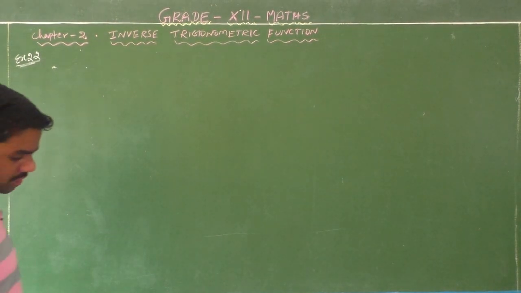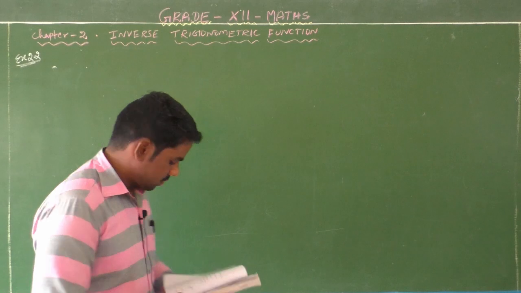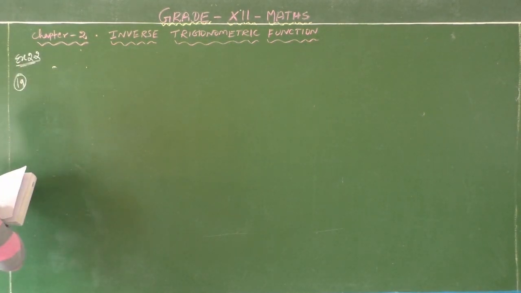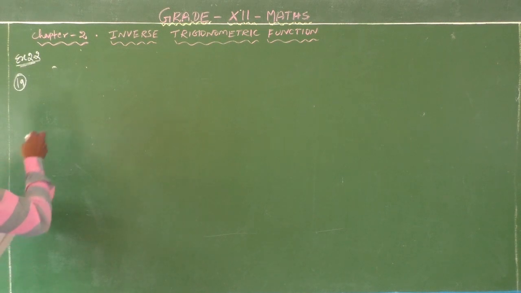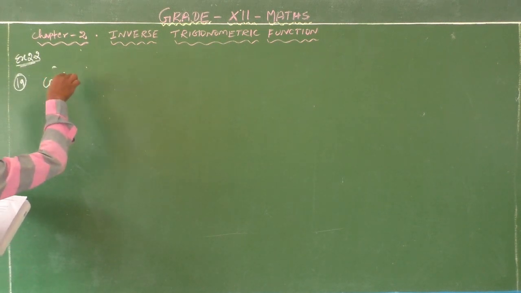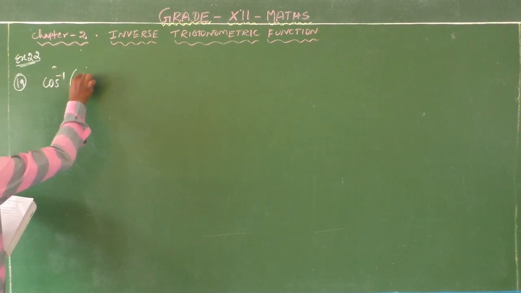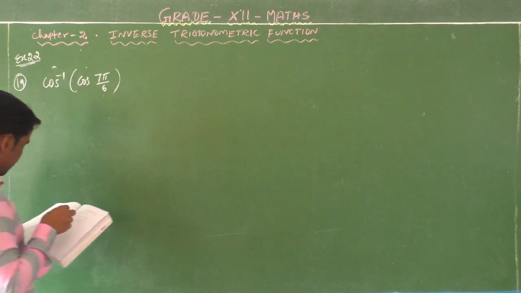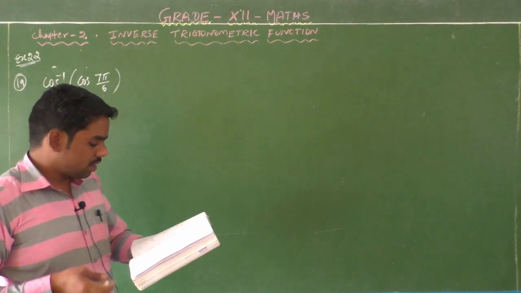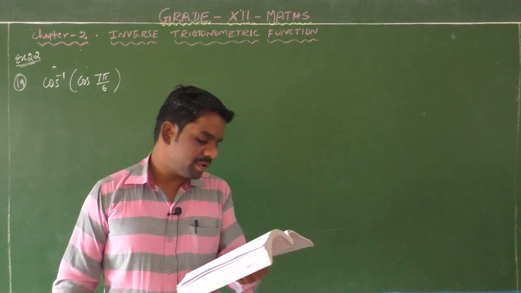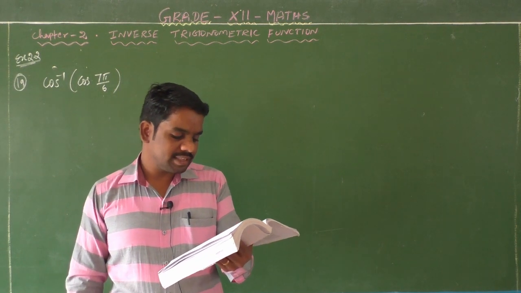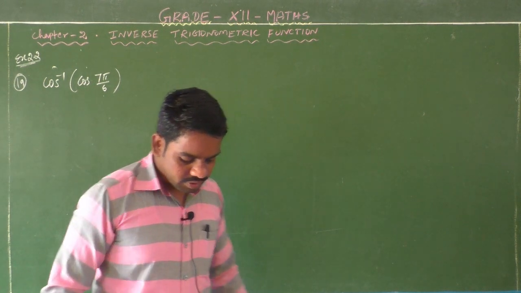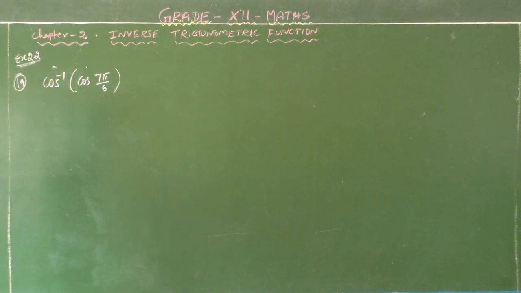Listen, next question number 19. Cos inverse of cos 7 pi by 6 is equal to, which one of the following is the correct answer? A, 7 pi by 6; B, 5 pi by 6; C, pi by 3; and D, pi by 6. So find the value of cos inverse of cos 7 pi by 6.